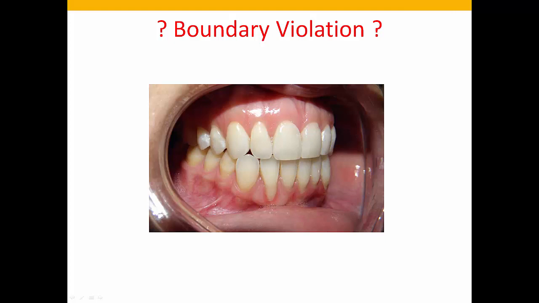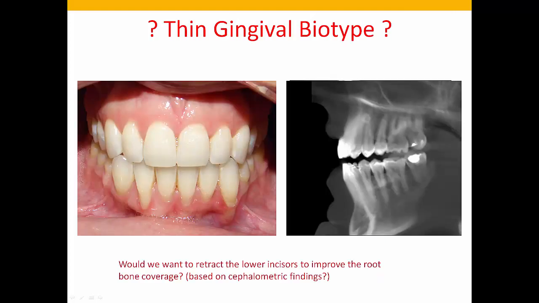Now, is this a result of a boundary violation or a thin gingival biotype, or a combination of both? What I would suggest is the patients with the thicker gingival biotypes just hide the bony defects better. They're still there, they're just hidden. Years ago, before cone beam CT, when I would see something like this, I would put brackets on and try to reposition the tooth over an area of thicker bone based on a two-dimensional cephalometric x-ray.